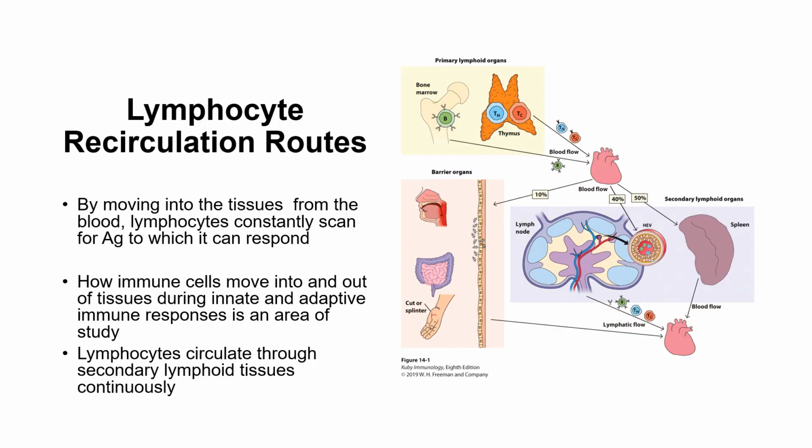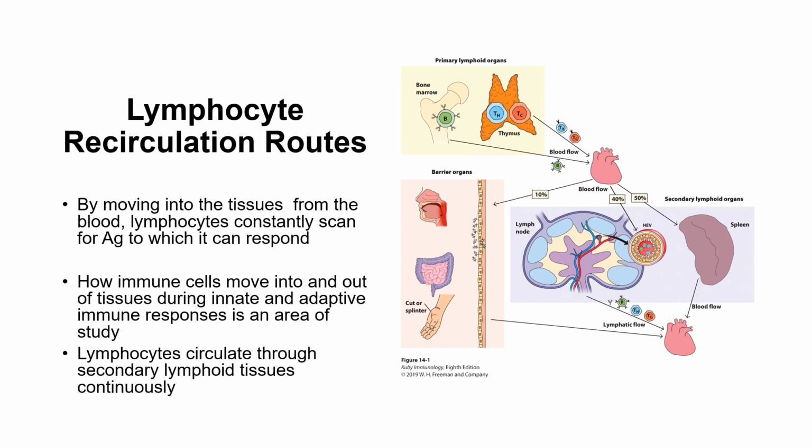About 30 minutes after they enter the bloodstream, about half of mature naive lymphocytes travel directly to the spleen, where they browse for about 5 hours. This is part of our normal homeostasis and our normal system of lymphocyte recirculation. The lymphocytes are constantly scanning for antigen to which they can respond.